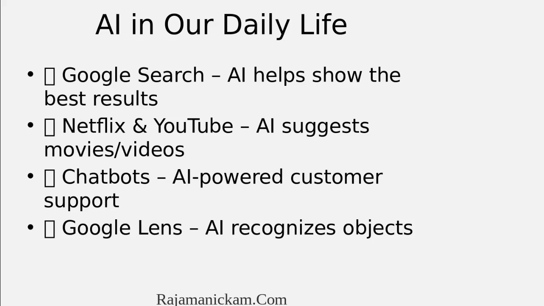And you might have used Google Lens. For example, when you're going to some different place and you're seeing a signboard written in some other language, if you're not able to read it, you can just use Google Lens to automatically translate it into your desired language, right? And if you don't know some object, you can use Google Lens to know the details of that object, right? So these are all examples of AI in our daily life, right?